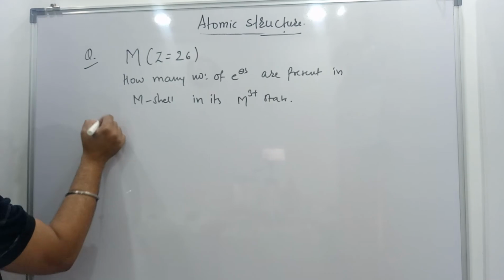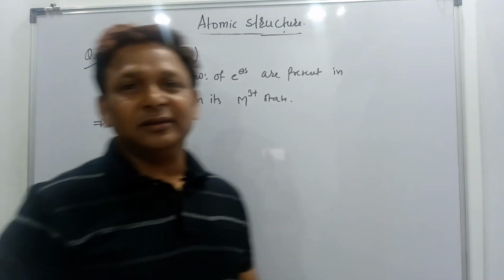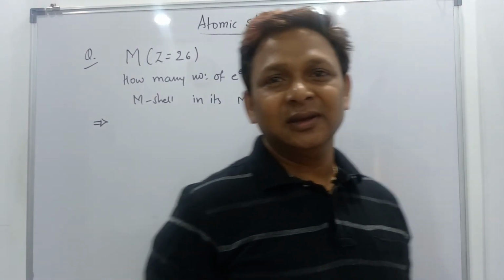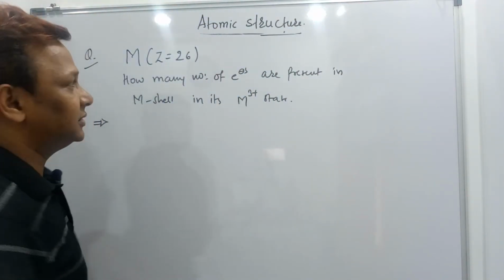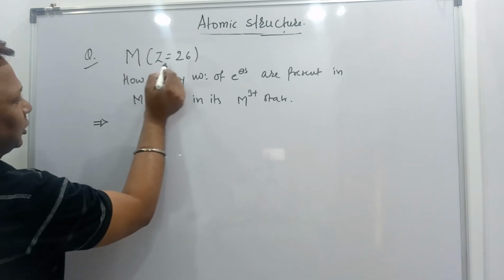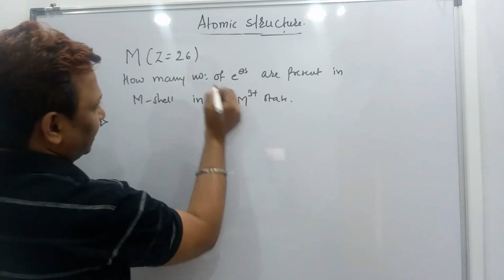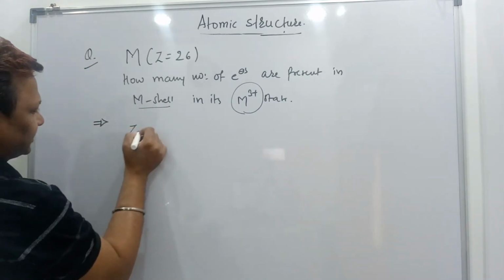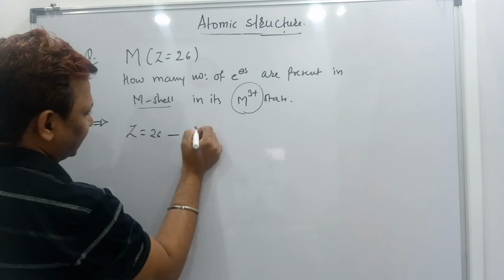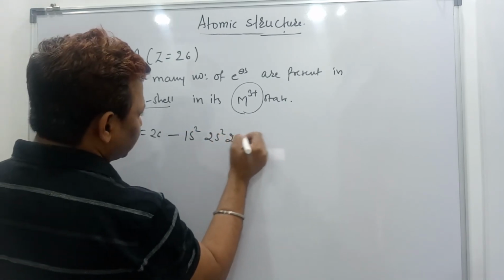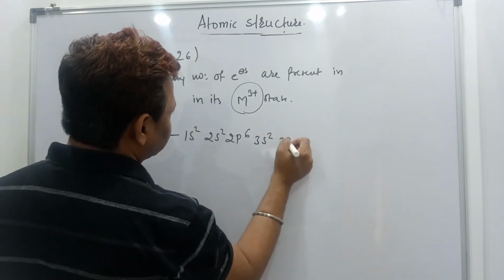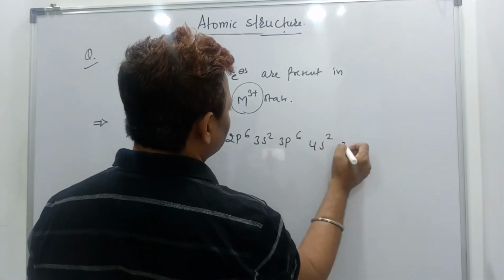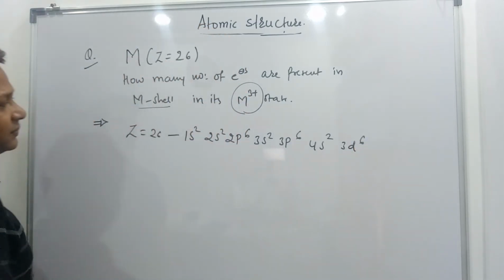Anyhow, this question I am going to discuss is not based on atomic number, mass number, isotopes, isotones or isobars, but on electronic configuration. So let us say M is the element, atomic number 26. He is asking the number of electrons in the M+3 state, in the M shell. Obviously Z equal to 26 means you should write the configuration 1s2, 2s2, 2p6, 3s2, 3p6, 4s2, 3d6. Here 10, 16 plus 2 is 18, 18 plus 2 is 20, 20 plus 6 is 26.